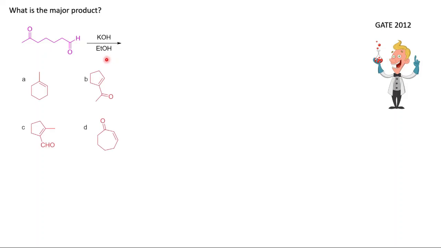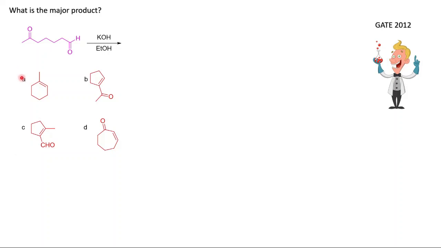First I will discuss this problem which was already asked in GATE 2012. What is the major product? They have given this reaction having this ketone and aldehyde group, treated with KOH, a strong base, and ethanol, which is the solvent. Based on that they have given 4 options.